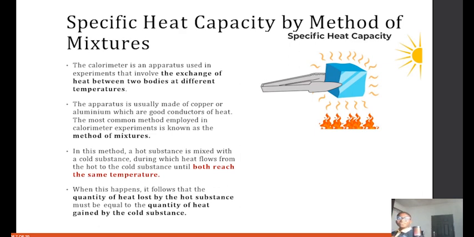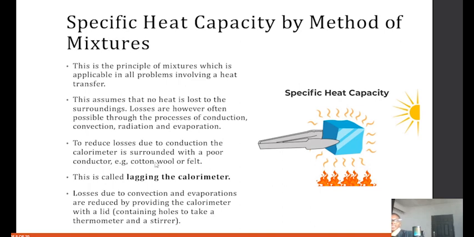So when this happens, it follows that the quantity of heat lost by the hot substance must be equal to the quantity of heat gained by the cold substance. You know, we already have this law: energy can neither be created nor destroyed, but must be converted from one form to another. So the same thing, heat lost must be equal to heat gain. So if the solid metal is losing its heat, definitely the liquid must be gaining that heat. That is just what this means. Heat loss must be equal to what? Heat gain.